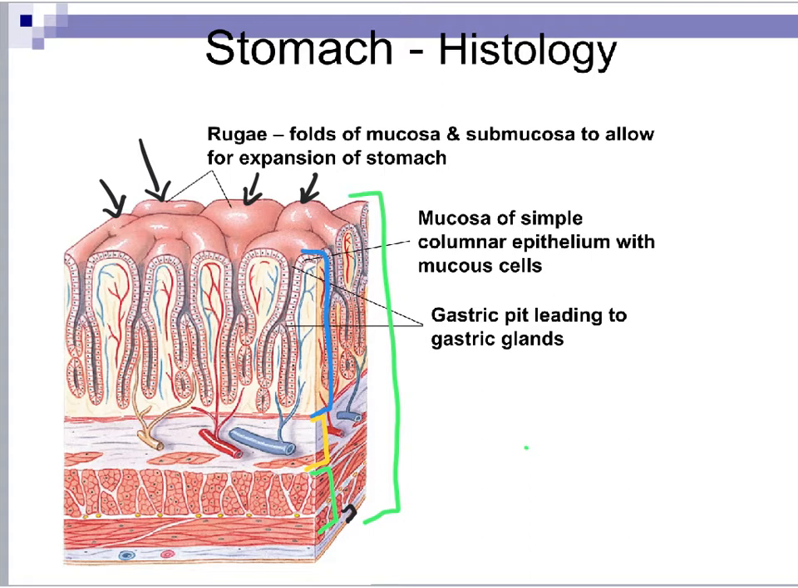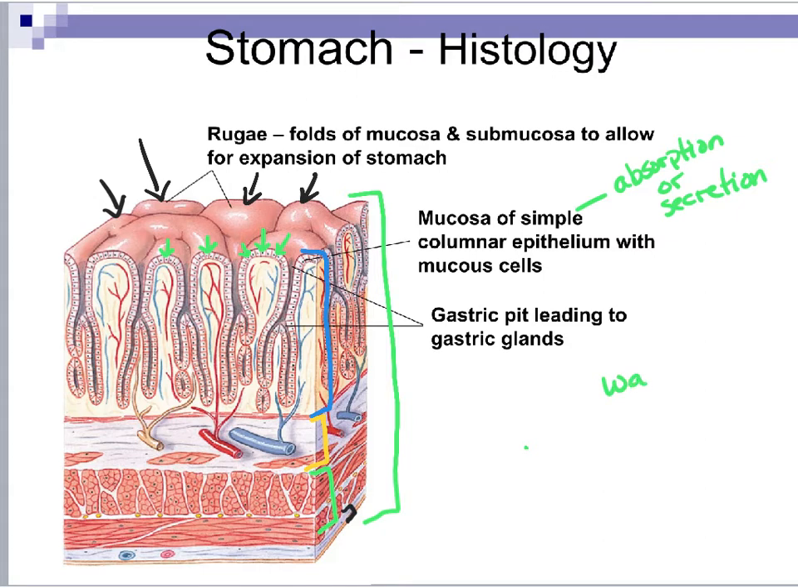Another thing we can see in this picture, I guess I'll use green, are the simple columnar epithelial cells. So now we've seen the epithelium change. In the esophagus, the epithelium of the mucosa was stratified squamous. Here in the stomach, it's now simple columnar. And remember, the function of simple columnar is absorption or secretion. Not much gets absorbed through the wall of the stomach.